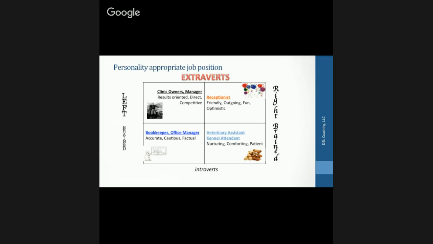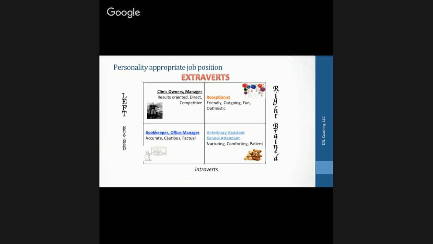So if you were to place your team members in personality-appropriate job positions, this is what it would look like. The receptionist would be the friendly, outgoing, fun one. The veterinary assistant or kennel attendant would be the nurturing, comforting, patient personality. The bookkeeper or office manager would be the left-brained introvert, very accurate, cautious, factual. The clinic owner or the manager would be the left-brained extrovert, very results-oriented, direct, and maybe even competitive.